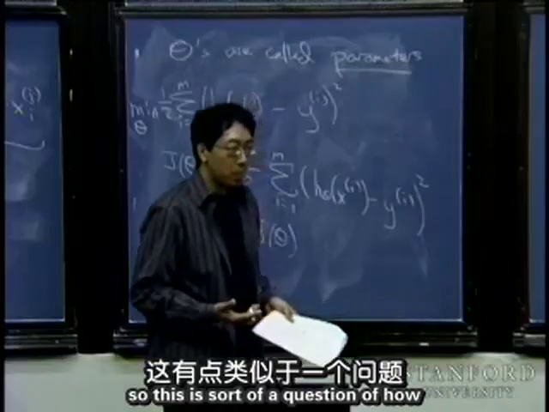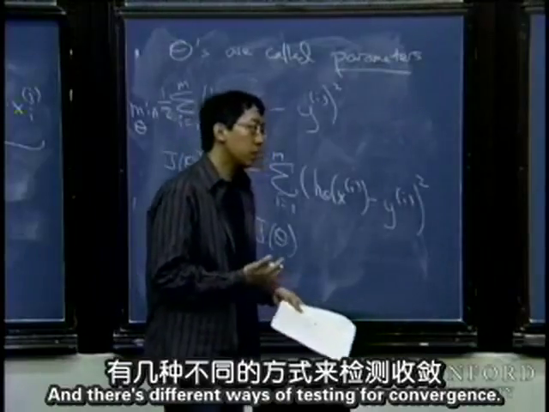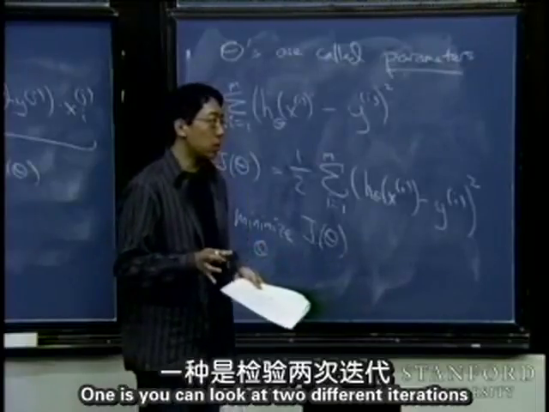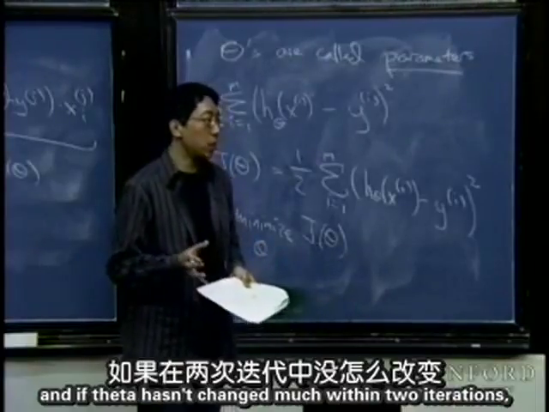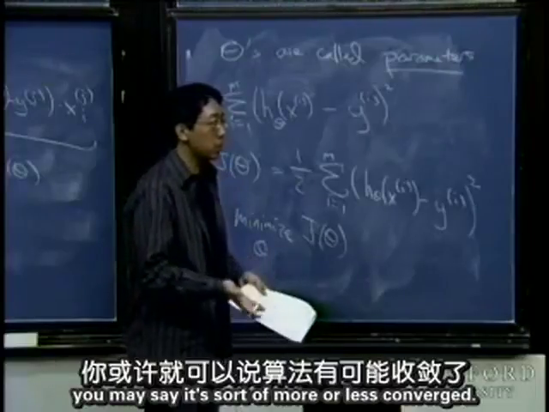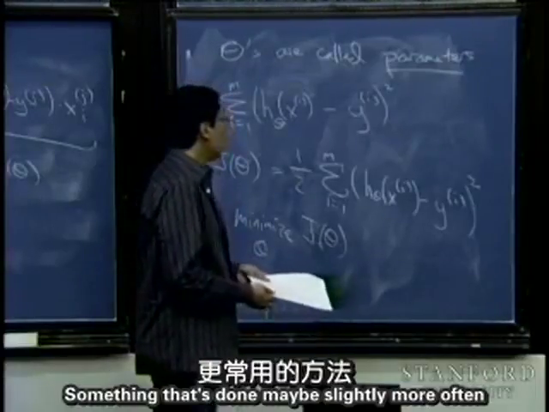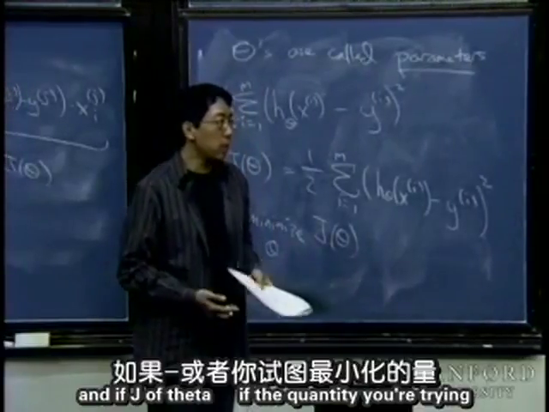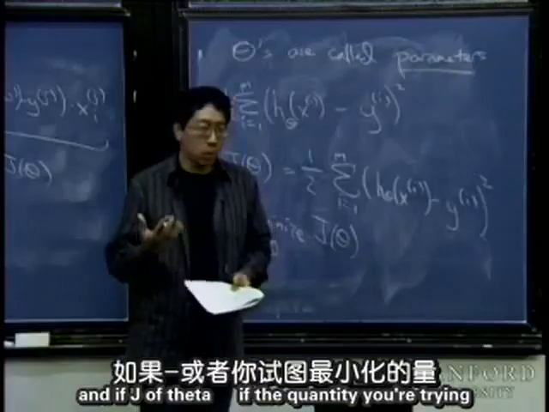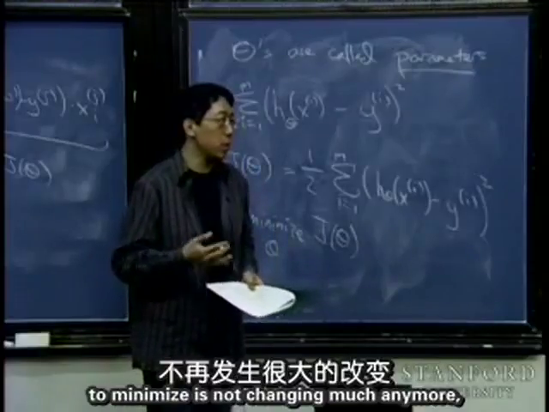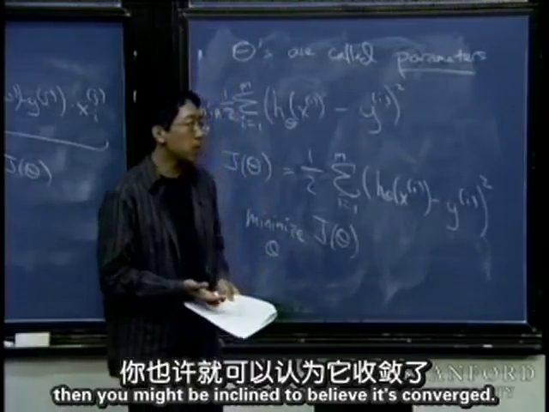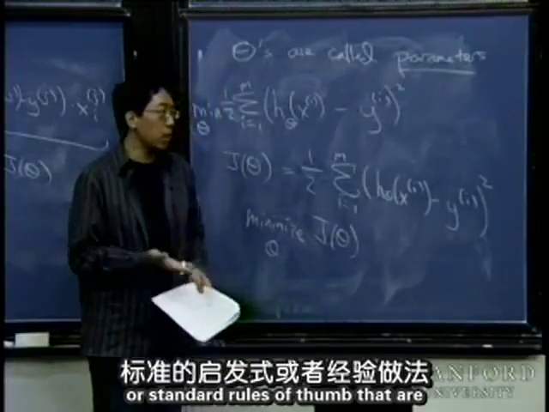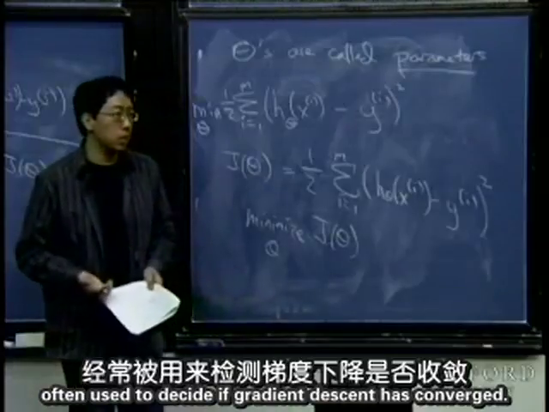So the question is how do you test for convergence? There are different ways of testing for it. One is to look at 2 different iterations and see if theta has changed a lot. If theta hasn't changed much between 2 iterations, you may say it has more or less converged. Something done slightly more often is to look at the value of J of theta. If the quantity you're trying to minimize is not changing much anymore, then you might be inclined to believe it has converged. These are standard heuristics, or rules of thumb, often used to decide if gradient descent has converged yet.